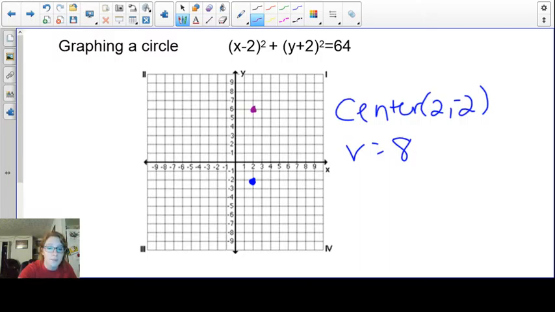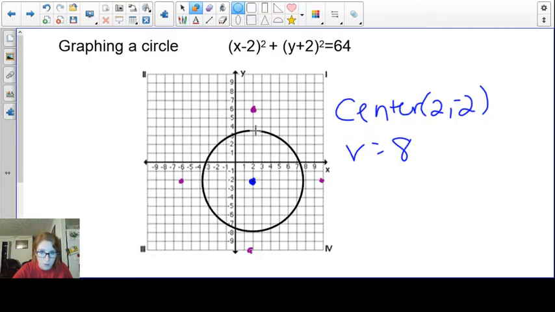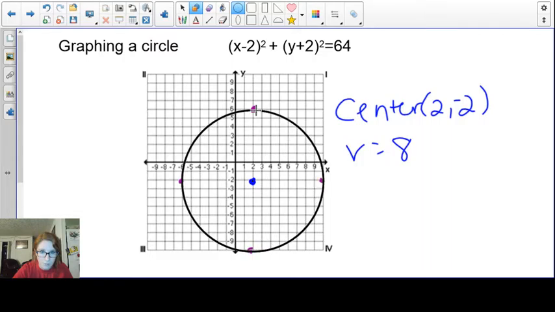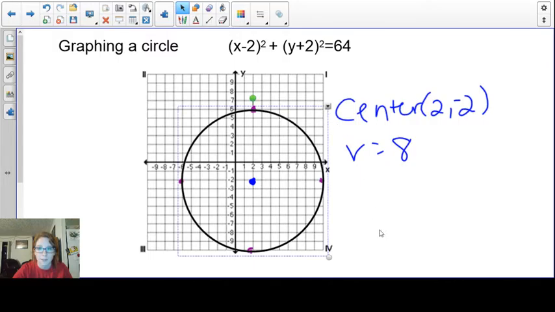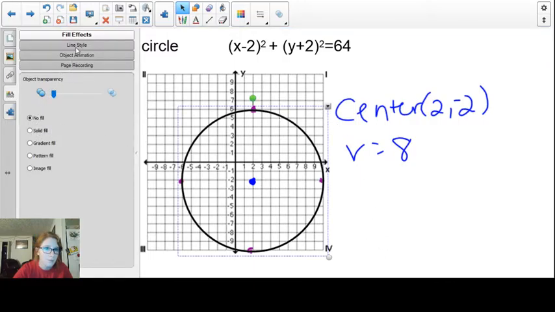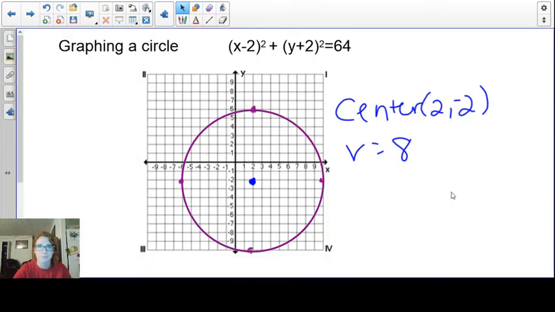So I went up 8. I'm going to go to the right 8. I'm going to go down 8. And the left 8. So my circle should hit those points. So what you're going to do is connect those lovely circles. What I'm going to do is cheat a little bit. Bam. We're going to make him purple. There's that circle.